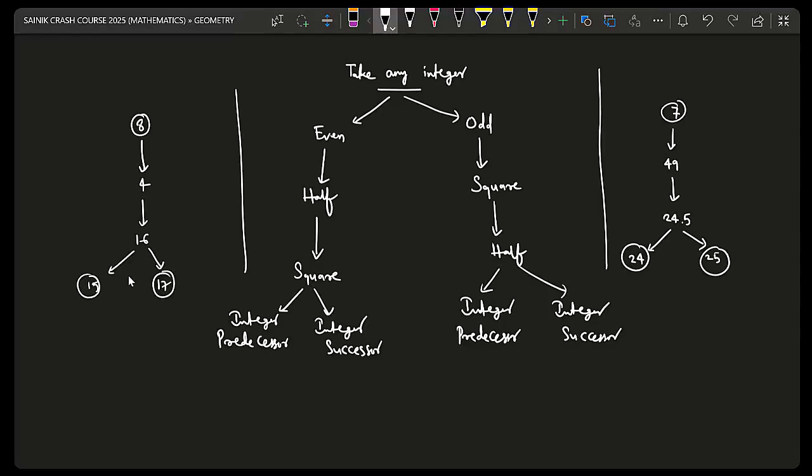8 square is 64. 15 square is 225. 64 plus 225 is 289, which is 17 square. So you got a Pythagorean triplet? Yes, sir. Okay. Now let's take an example for an odd number.